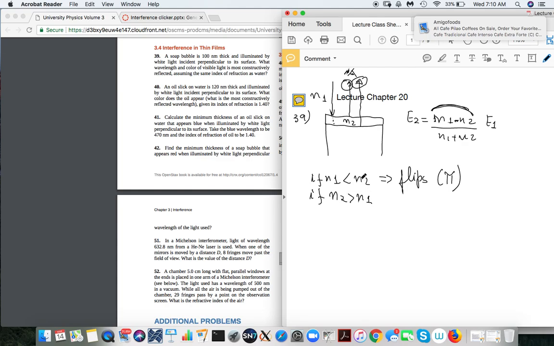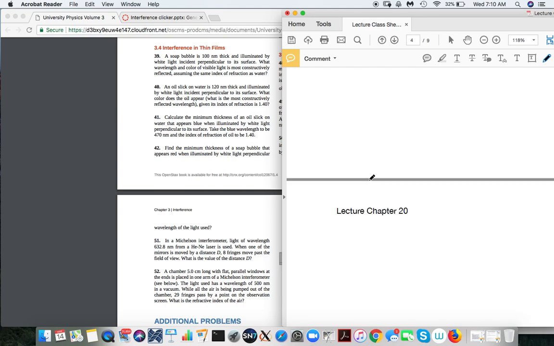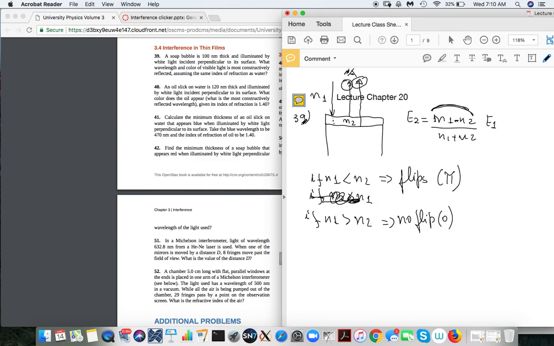If this is not the case, so N1 is bigger than N2, then no flip. Okay, that's the thing we have to remember. So let's do the 39.